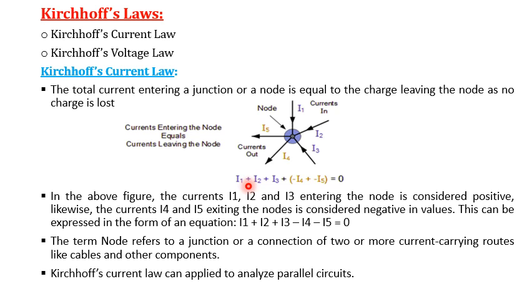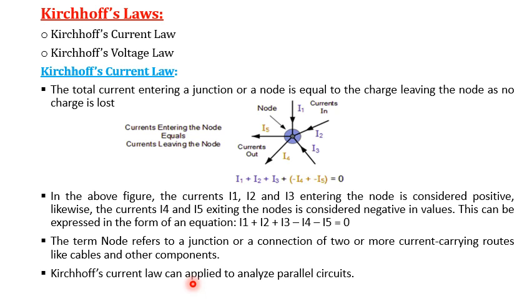Now you can represent it here. I1, I2, I3 are entering the node, so their magnitudes are considered positive values. I4, I5 are leaving the node, so these are considered negative values. The summation of all of these is equal to 0. This is the statement of Kirchhoff's current law. You can represent it as I1 plus I2 plus I3 minus I4 minus I5 is equal to 0.